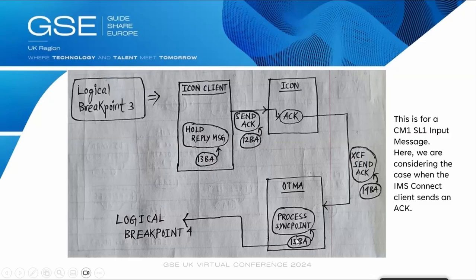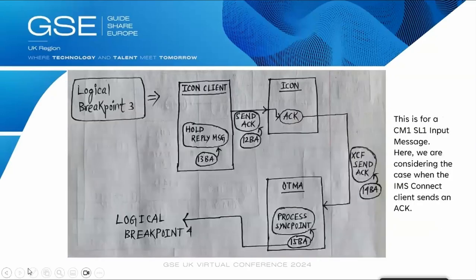Now again, we'll consider 15BA to be another logical breakpoint, logical breakpoint 4. As you can probably guess, two options can branch out from logical breakpoint 4. One is the sync point completing successfully and the other is sync point failure. Again, in this figure we are considering the CM1 SL1 input message, and the case when the IMS Connect client sends an ACK to IMS Connect.